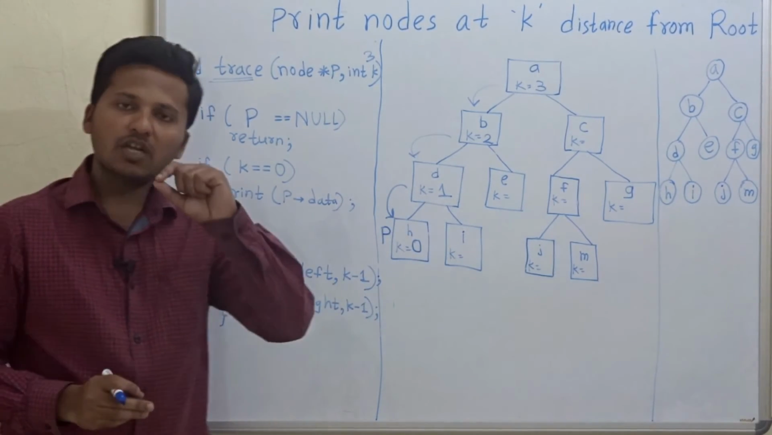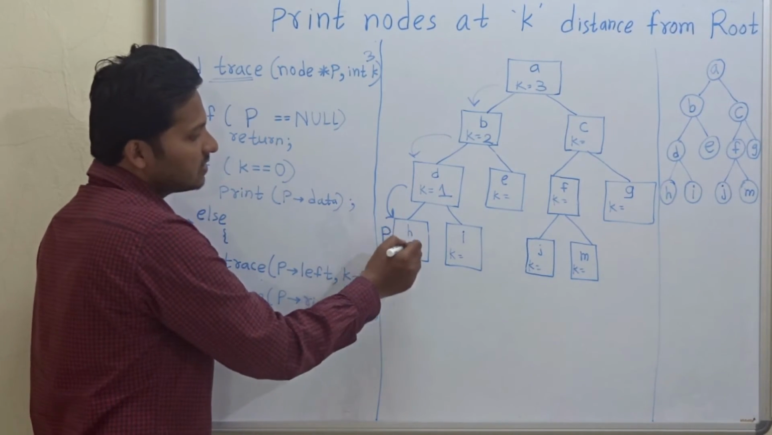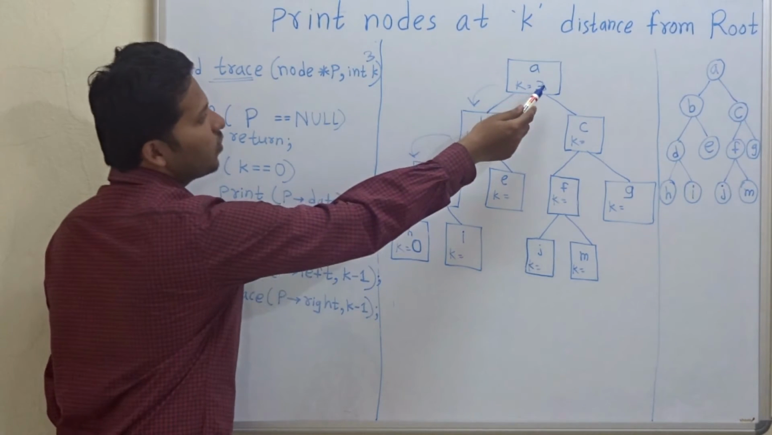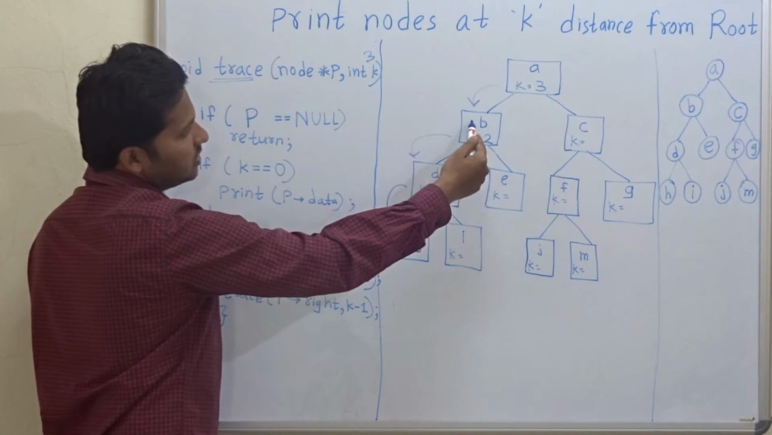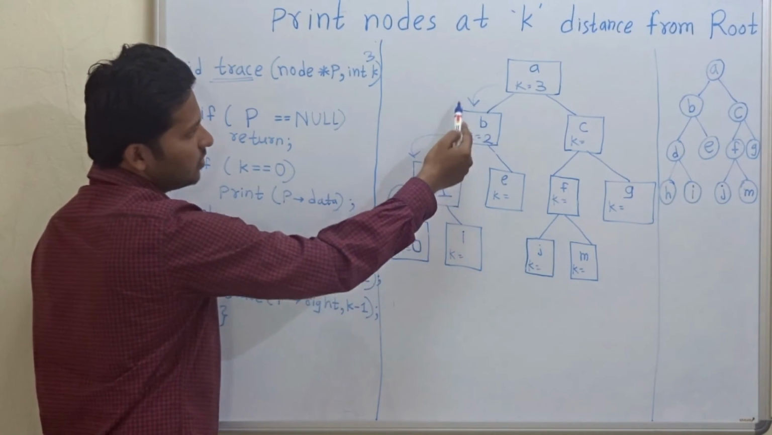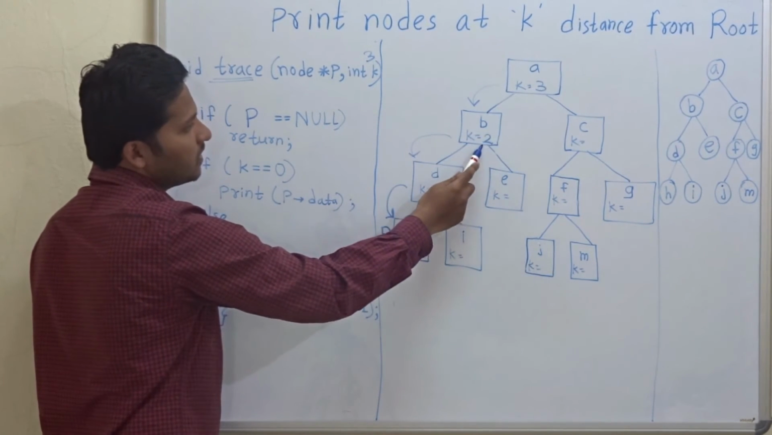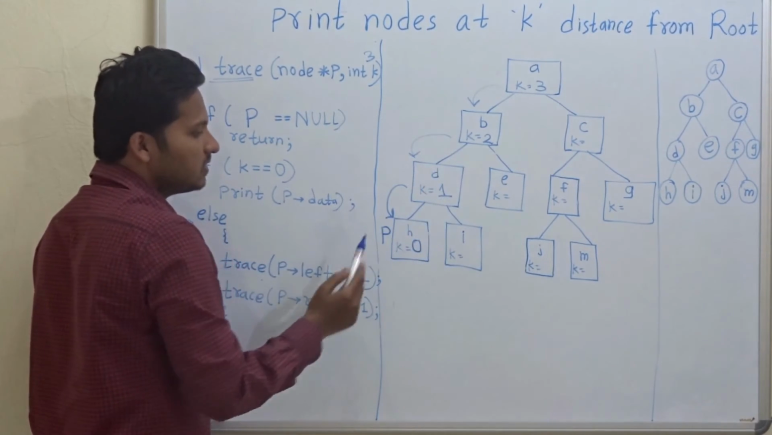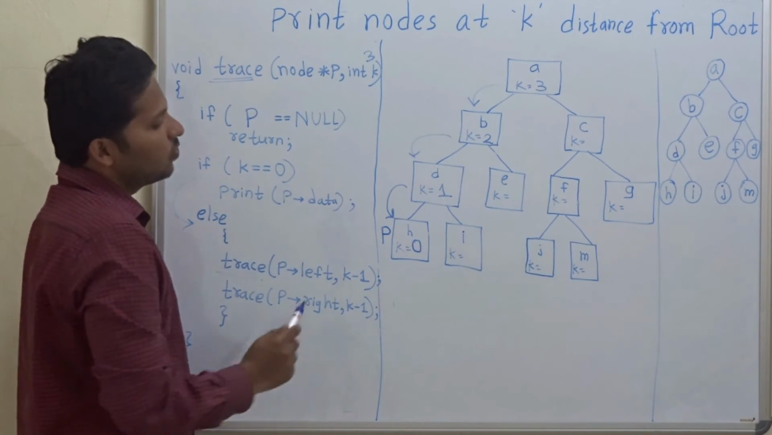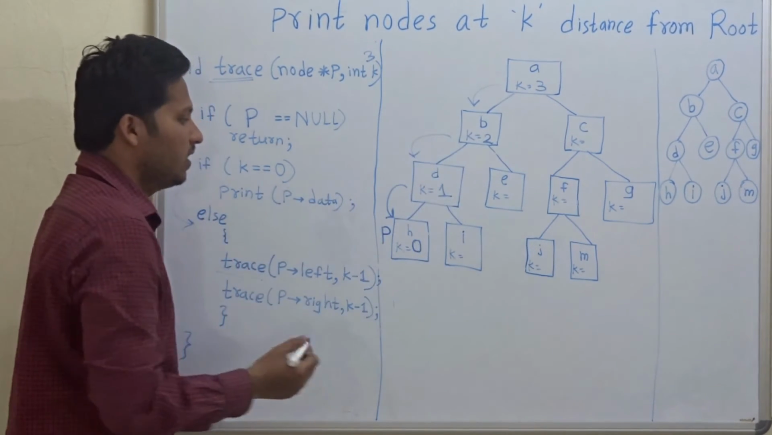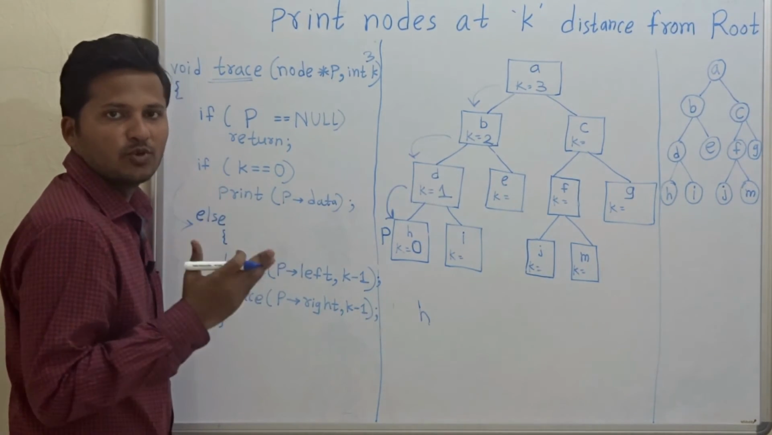As k becomes 0, we have to understand that this is the node at distance k, because we started from 3 and we are subtracting 1 for each recursion and for each left node in this case. So this 3 first became 2, then 2 became 1 and 1 became 0. As k has become 0, we have found the node at distance equal to k. So H is one of the nodes at a distance k from the root.